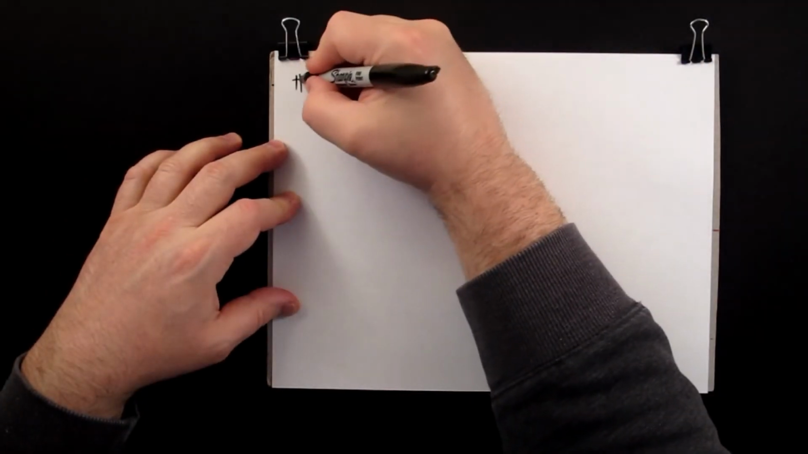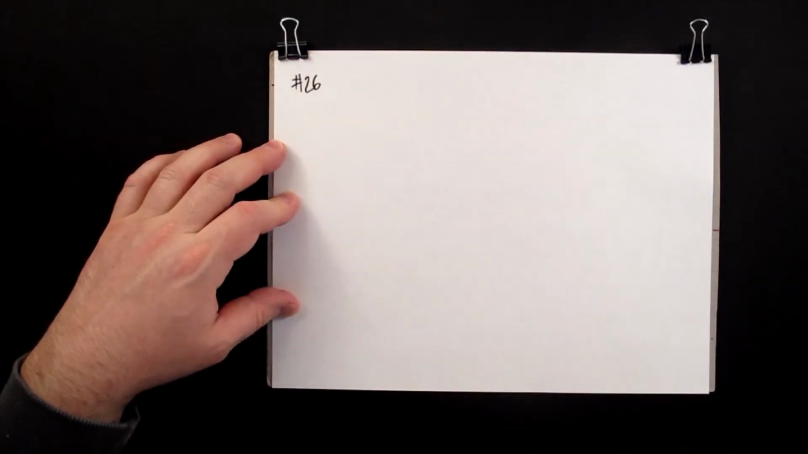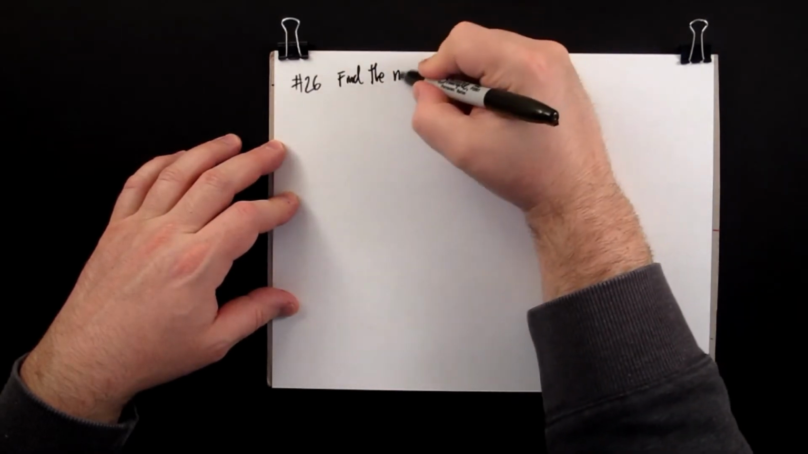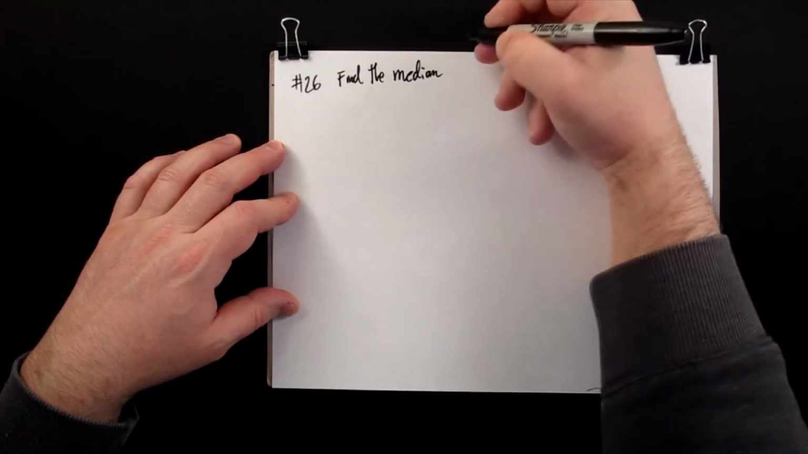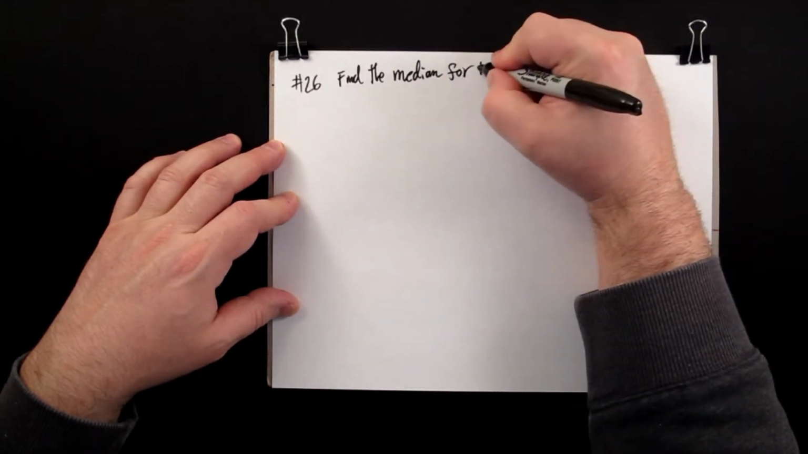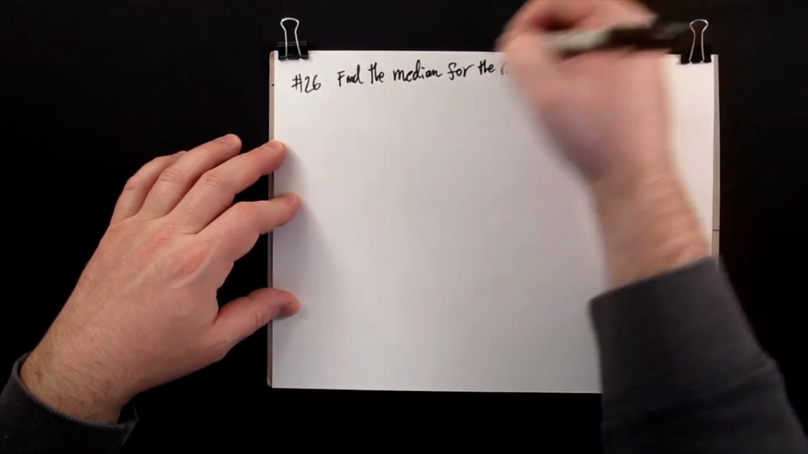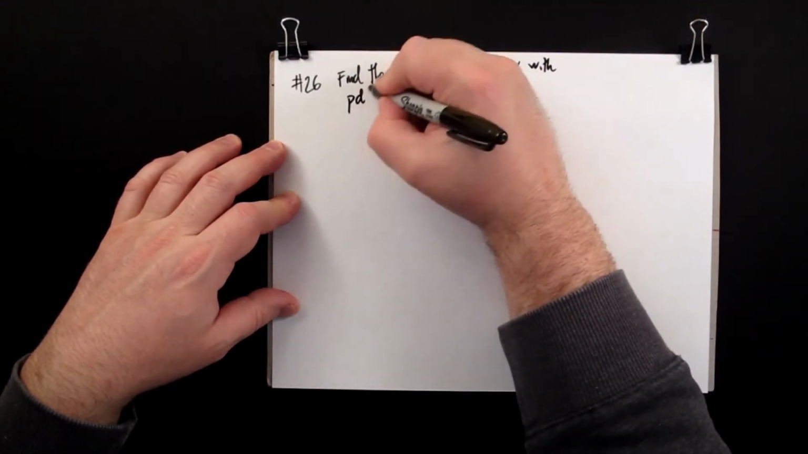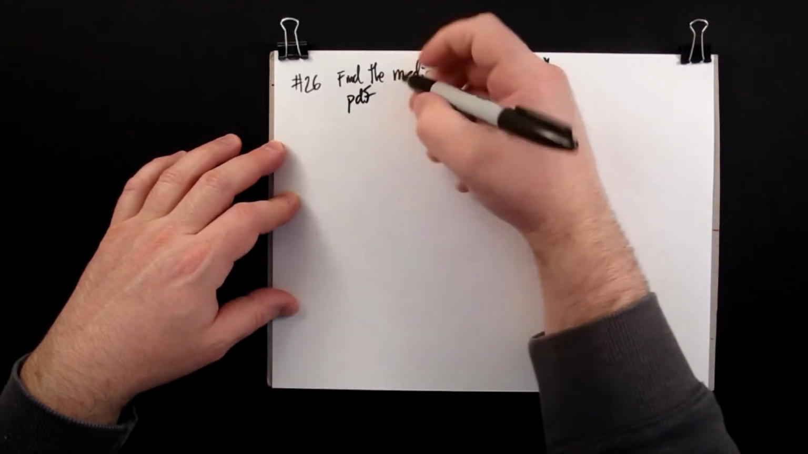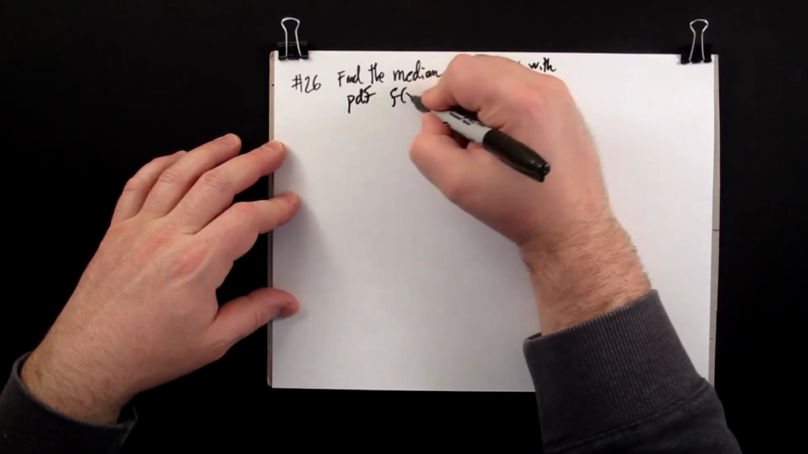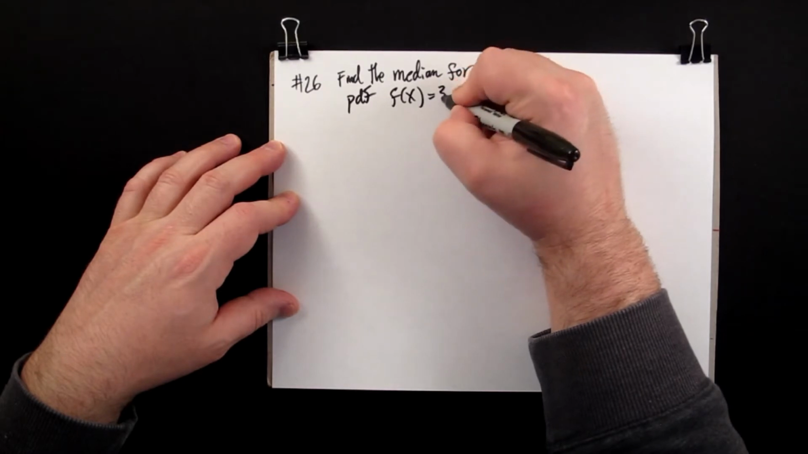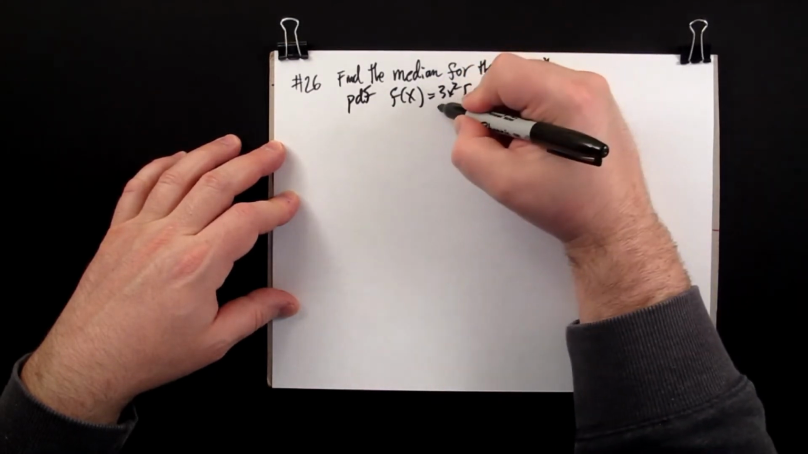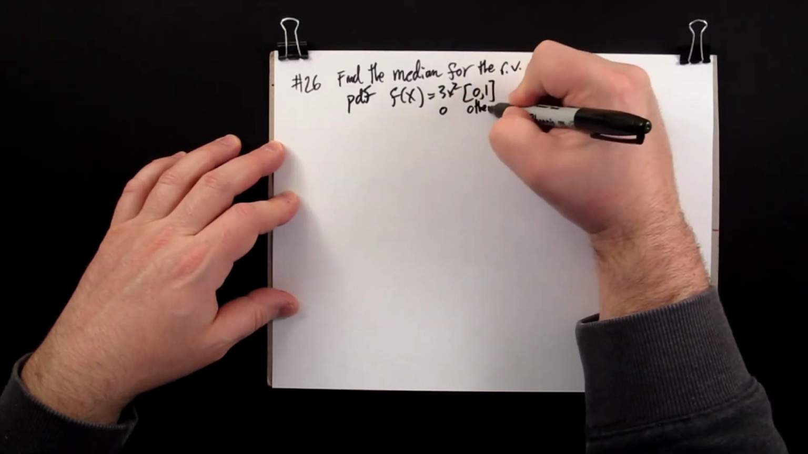Number 26. So find the median for the random variable with PDF. So the random variable with the probability density function f(x) equals 3x squared on 0 to 1, or 0 otherwise.